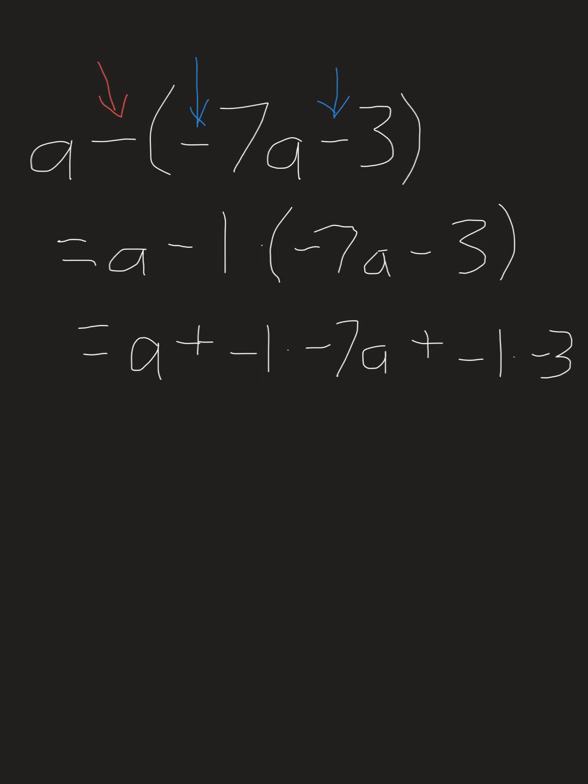Let's group these terms so it's a little easier to tell what we're doing. Got it? So now we have a, and then we plus. Who knows what minus 1 times minus 7 is? Can anyone tell me what minus 1 times minus 7 is?